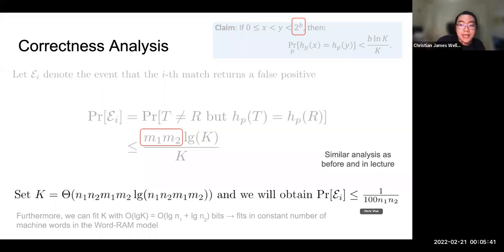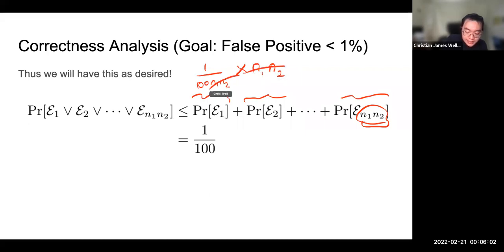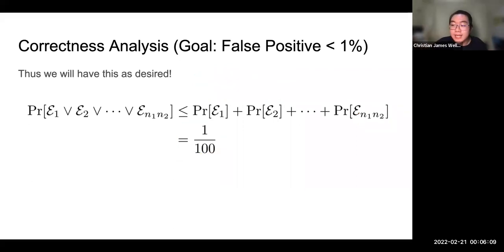What we just showed, or rather what I just claimed to show, is that every single one of these is 1 over 100 n1 n2, right? And because each one of these is 1 over 100 n1 n2, and there are n1 n2 terms, multiplying them together, we get 1 over 100 as desired. Okay, so this is the correctness analysis to show the probability of false positive is less than 1%.